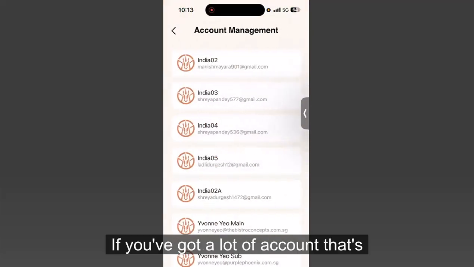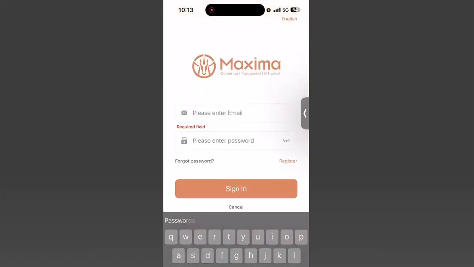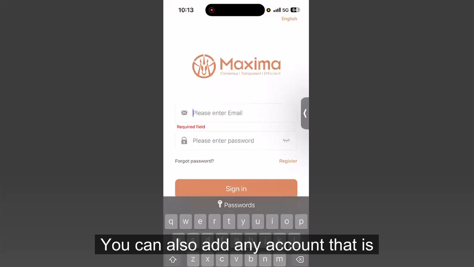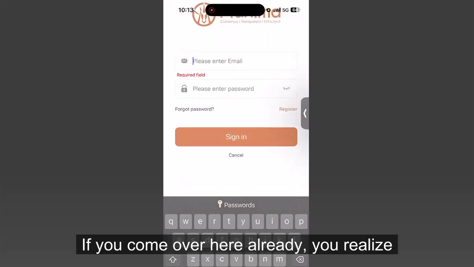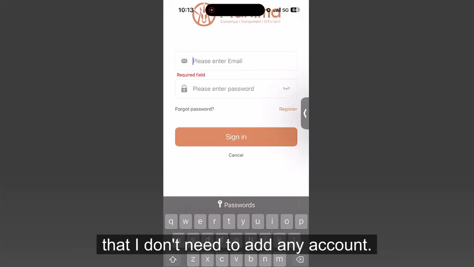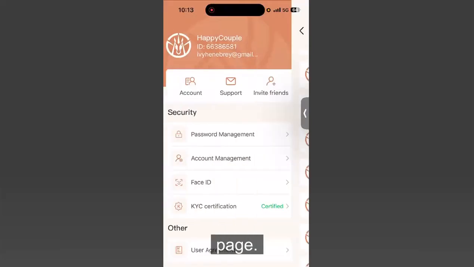Oh yeah. If you have a lot of accounts under you, you can also add accounts. You can add any account that is under management in one phone. If you come over here already and realize that you don't need to add any account, you just press cancel. You will go back to your account management page.